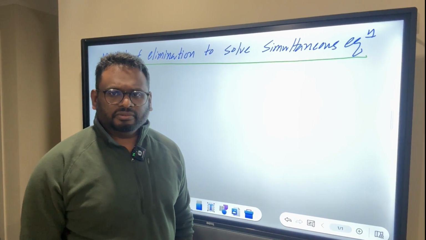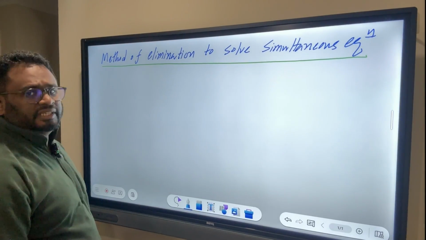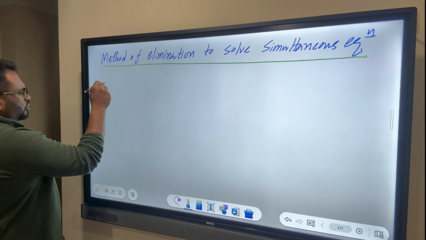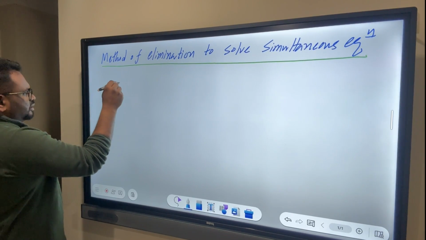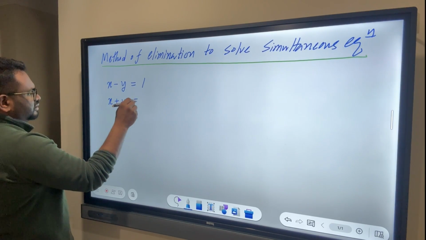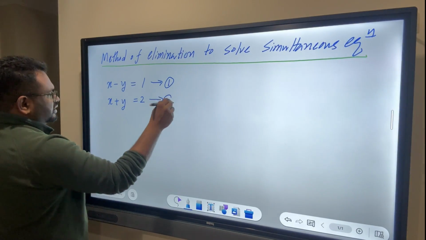Hello, today we are going to discuss the method of elimination to solve simultaneous equations. So let's talk about a question: x minus y is equal to 1 and x plus y is equal to 2. We are going to take this one as the first equation and this one as the second equation.